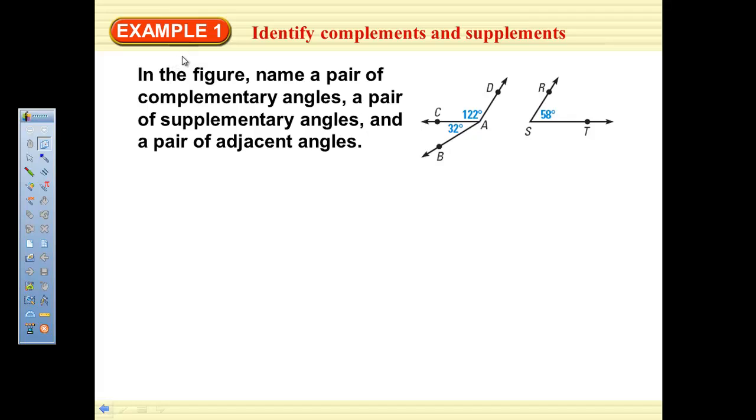For this video, we're going to look at complements and supplements. Remember that complementary angles, or complements, are two angles that add up to 90 degrees, and supplements, or supplementary angles, are two angles that add up to 180 degrees. Also, the idea of adjacent angles: those are angles that are right next to each other. They share a common side and a common vertex.